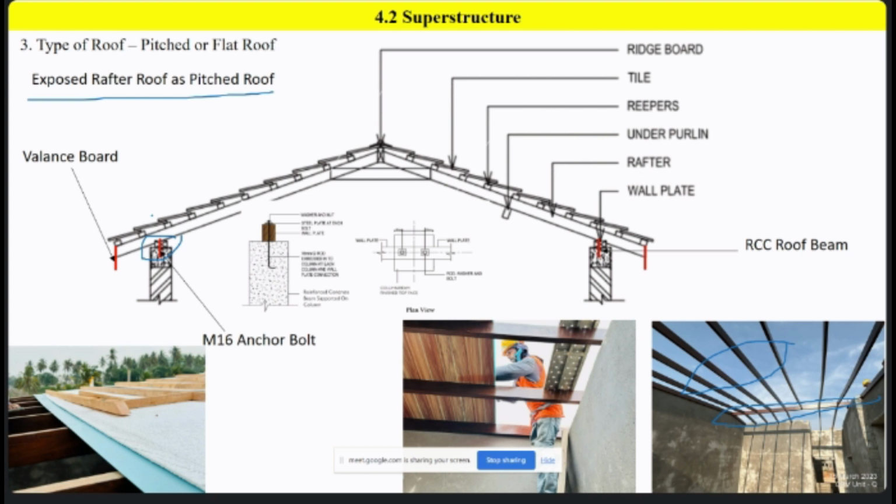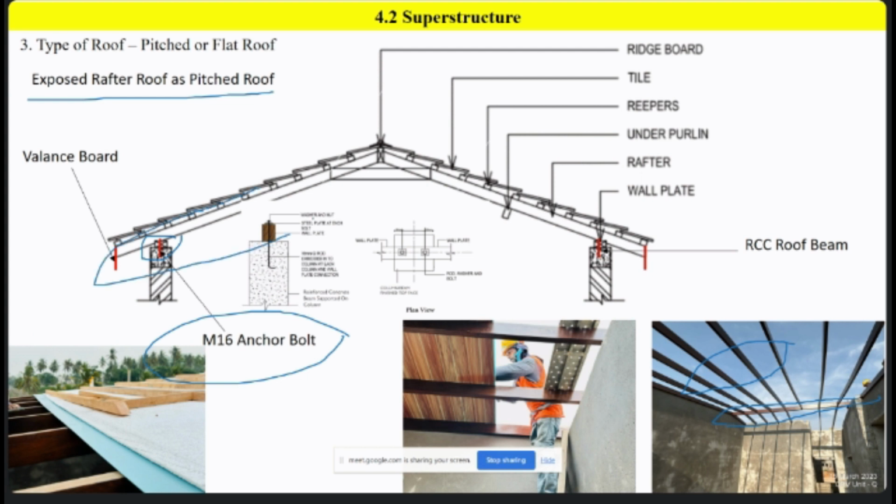That is why in the first few slides I mentioned your wall plate should be fixed to the existing walls using M16 anchor bolts. Your wall plate should be fixed to the existing wall using M16 anchor bolts. So this is your wall plate and these are your rafters.